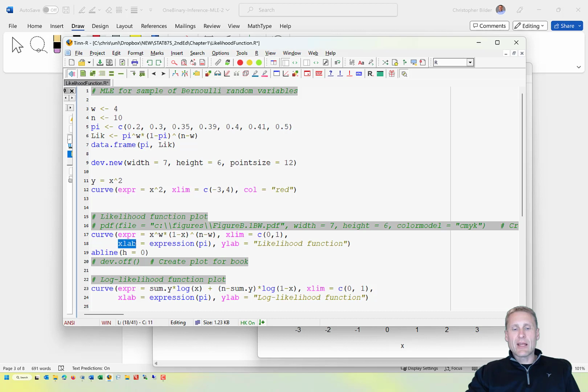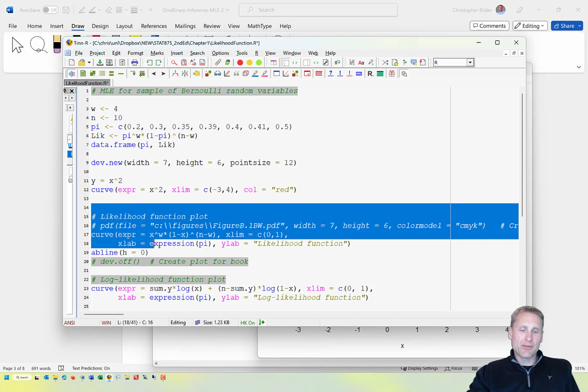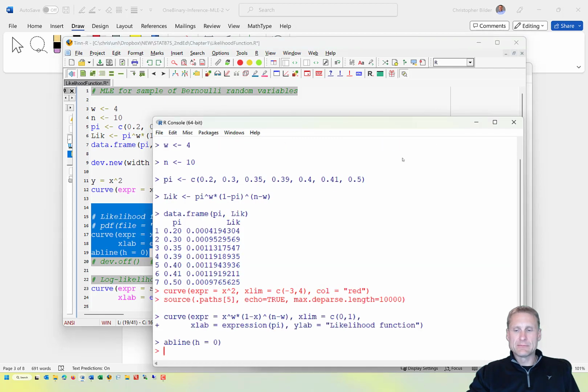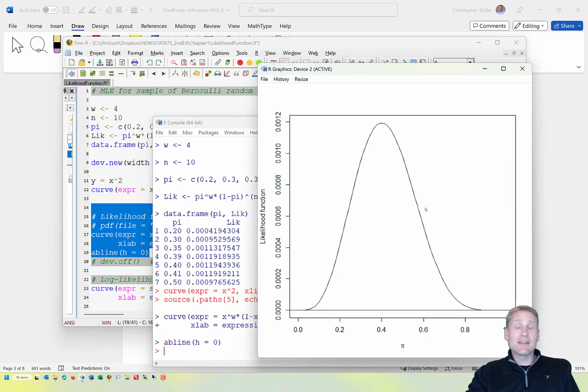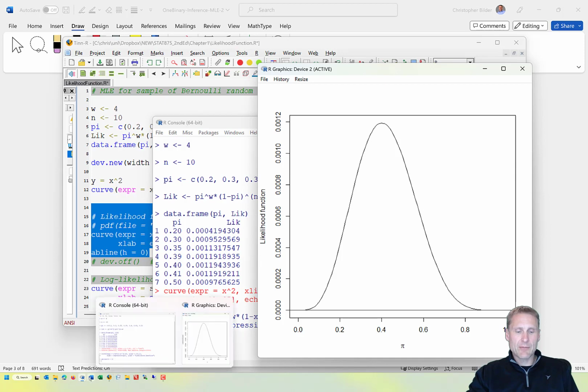My x-axis label, I'm going to do something a little bit fancy. I'm going to put the Greek letter pi on it. The way I can do that is to use the expression function and then actually pi as the term that tells R, okay, put the actual Greek letter pi there. Y-axis label as well. I'm going to put a horizontal line at 0 on my plot. And so here we go. And let me find my plot. Here's the likelihood function that we just saw. Okay, let me get back to my notes.